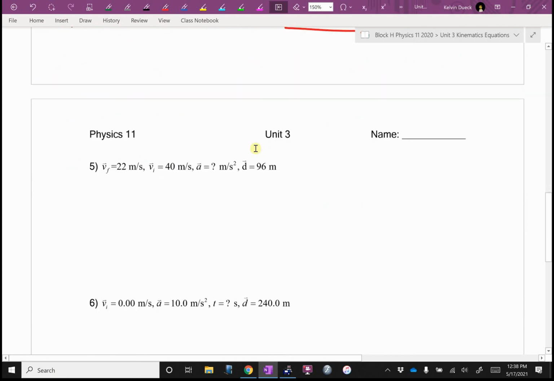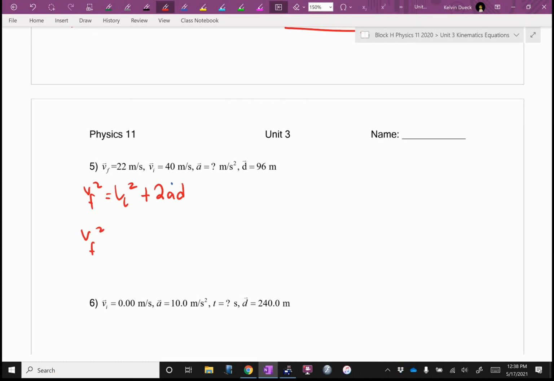Number 5, same equation. vf squared equals vi squared plus 2ad. But now I want to get the a by itself. Okay, I'll put a little dot above the a. The vf squared is going to drop down like a domino. What's right next to the a? Two things, a 2 and a d. They are multiplying. I'll divide by 2d. Remember that.